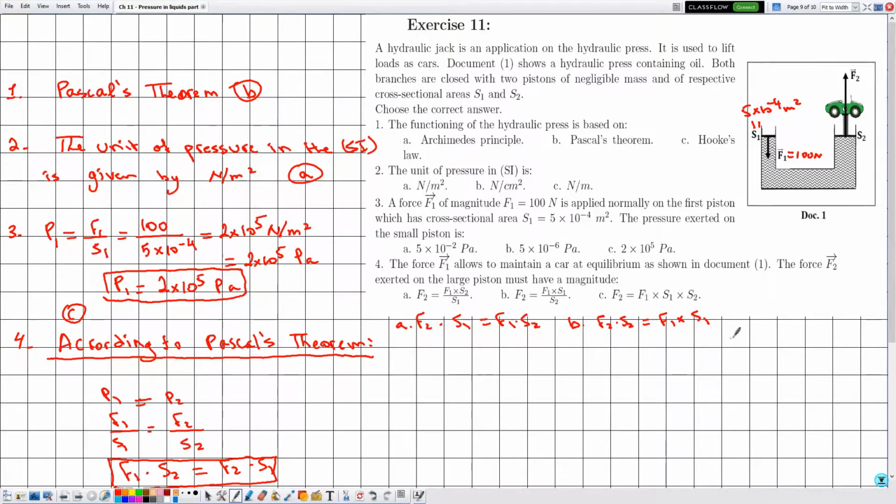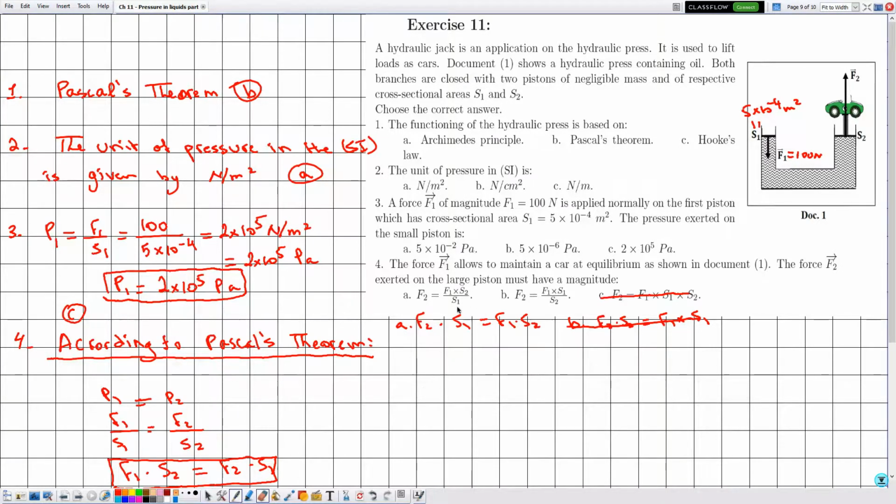In this case, as we can notice, first of all, C is not the correct answer because F2 is not unknown. We have that F2 is multiplied by S1, so we can directly eliminate this. Now as for part B, F2 is multiplied by S2, but here F2 is multiplied by S1, so we can also directly eliminate this. And as for A, we have F2 multiplied by S1 on one side, so this is correct. On the other side we have F1 multiplied by S2, which is the same as our answer, given by F1 multiplied by S2.